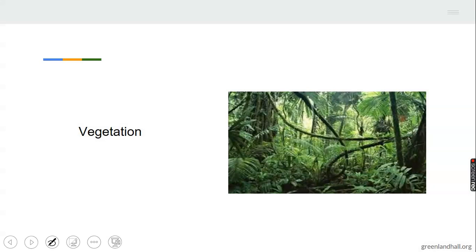Then we have vegetation cover. The nature of the vegetation, either sparse or dense, will determine how fast the rock will be disintegrated, because some of these plants might grow on rocks. The root penetrates deep inside the crevice of the rock, leading to the disintegration of the rock.